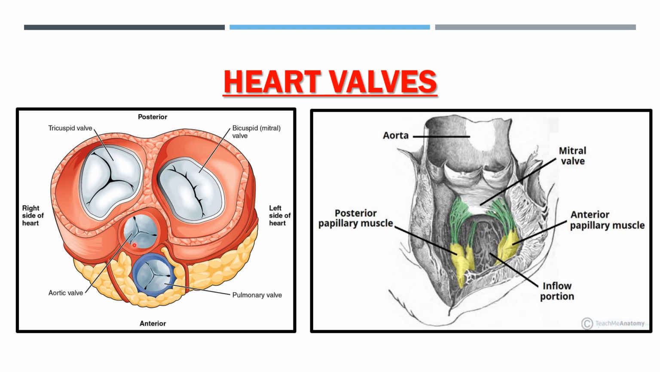The semilunar valves, as the name suggests, look like a half moon and have three cusps. Both the aortic valve and the pulmonic valve have three cusps. These semilunar valves are situated between the ventricles and the great arteries. The aortic valve is between the left ventricle and the aorta, and the pulmonic valve is between the right ventricle and the pulmonary artery. These are the four valves.